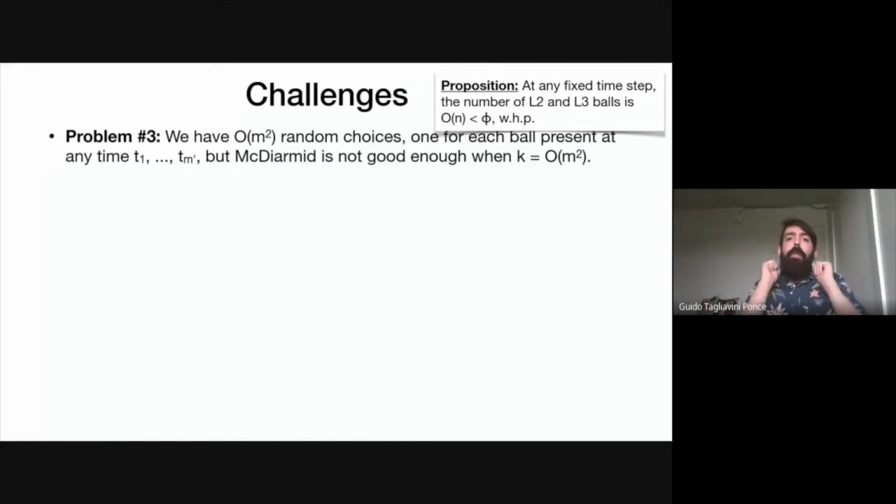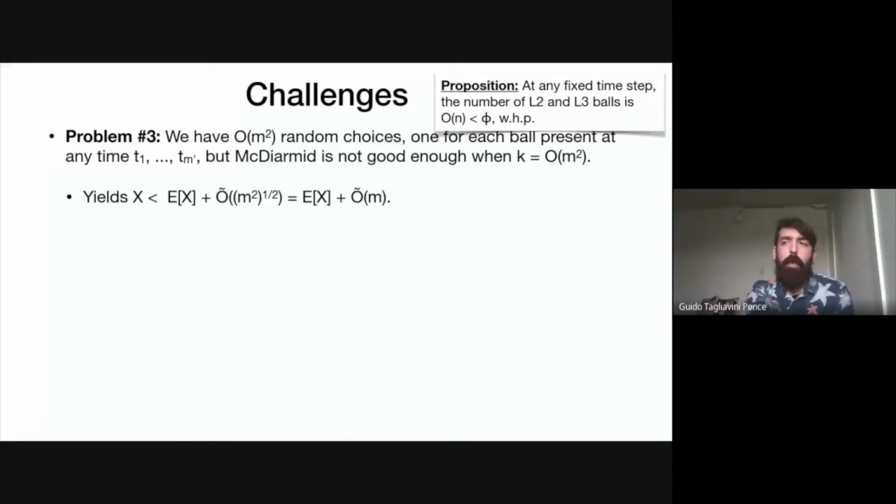And so if we feed those m-squared random choices, so that is if we fix k to be m-squared in McDiarmid's inequality, what the inequality gives us is that x is at most the expectation plus O tilde of m. And here I removed the Lipschitz condition. But the important thing here is that this is too weak for us, because remember, we are shooting for O of n.